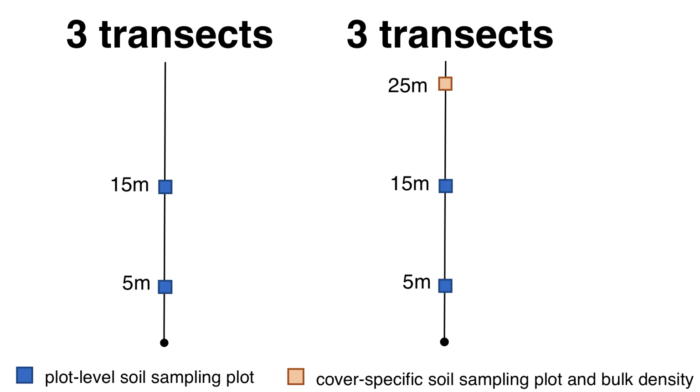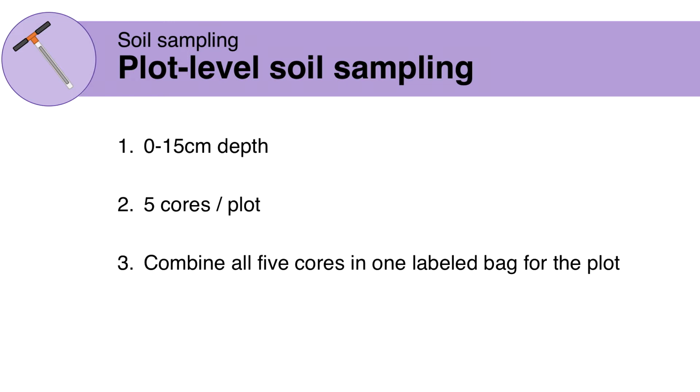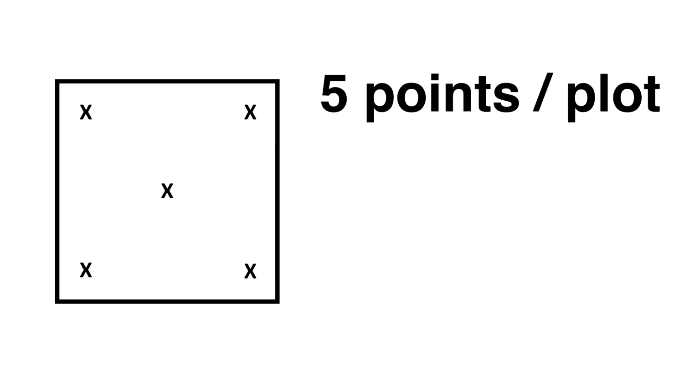All right, let's walk through plot level soil sampling. High level, what we'll be doing here is taking cores, using the small core to 15 centimeters depth, and taking 5 cores in the plot and homogenizing them so that we get a representative plot level soil sample. Here's a diagram of where the 5 soil samples will be taken from the plot for the plot level sampling.